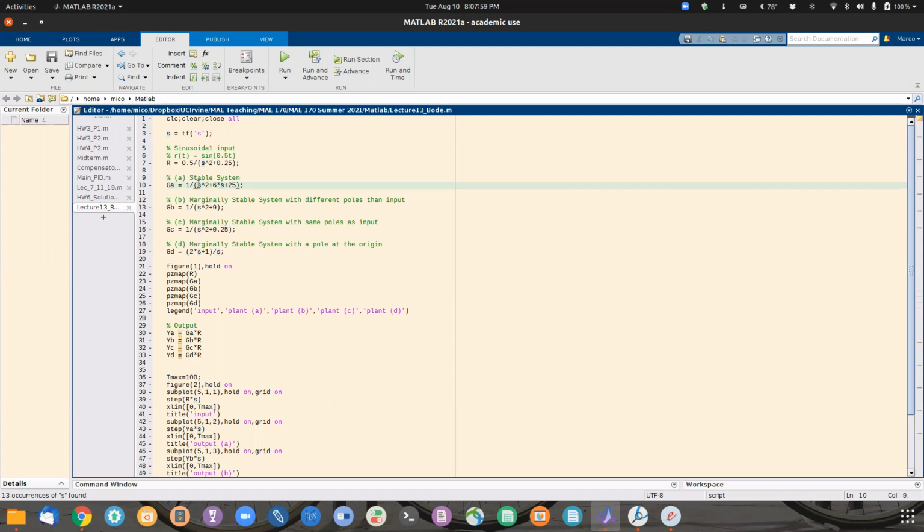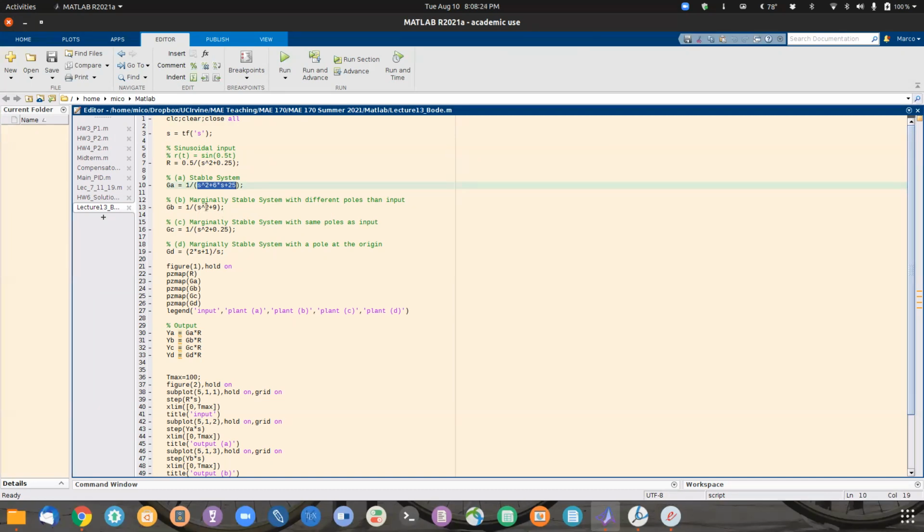So we have 2 poles, no zeros. Zeros are quite irrelevant when it comes to stability. So we have 2 poles. They are complex conjugate and with real part negative, obviously.